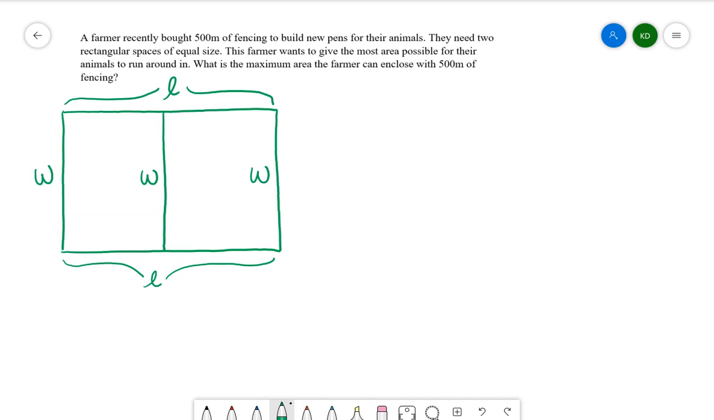Here's what we know about the fencing, is that all of these sides have to add up to 500 meters, because that's what the farmer bought. So 2 L's, 2 lengths, plus 3 widths would have to be equal to 500 meters. What I'm trying to find in this question is the maximum area. Well, the area of a rectangle is equal to length times width. This is what I'm trying to maximize.